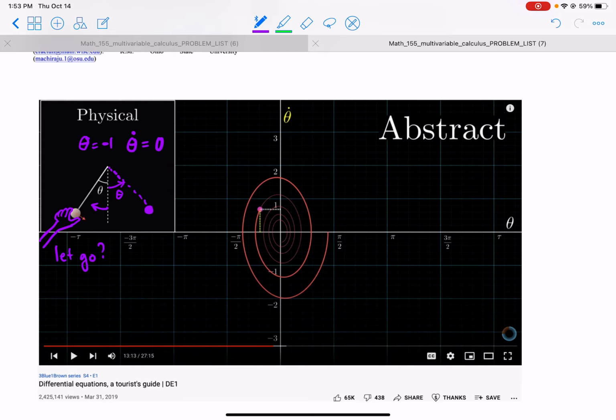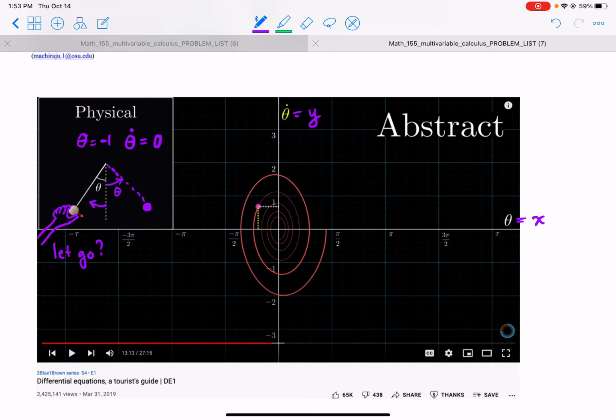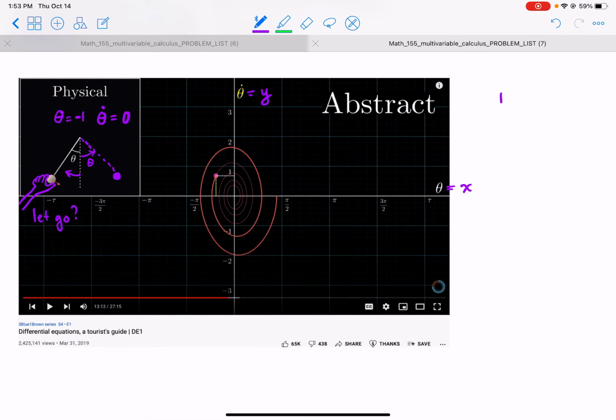Okay? And that is where we're going to move along a vector field in some sort of abstract space, a two-dimensional space, whose first dimension is the theta, and whose second dimension is the velocity, theta dot. Okay? And so we don't have to call it that. We could call it y, and we could call theta x. And now we're just in a space, R2, with x, comma, y coordinates.